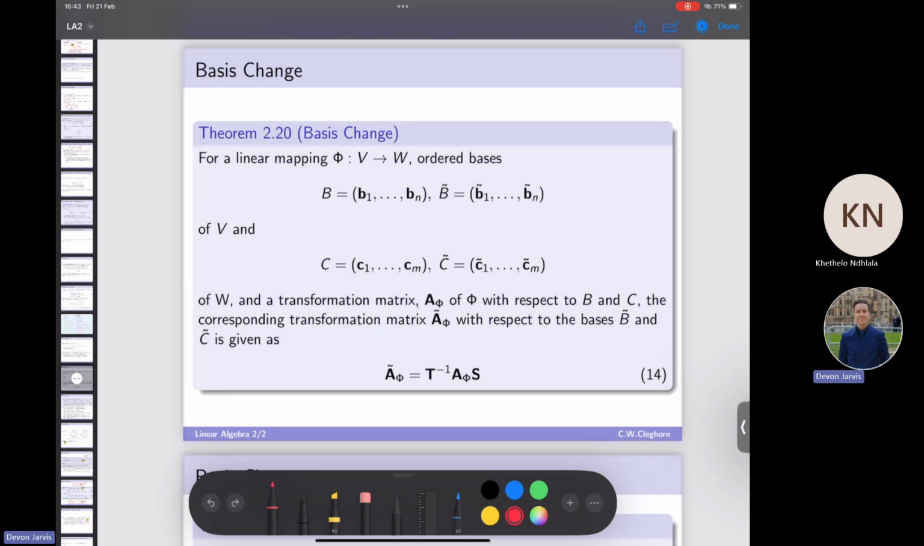And the way we do that is by figuring out how to go from B tilde to B, then we apply A, and then we go from C to C tilde. And what that's done is that's given us the string of transformations. And again, we know we can string these matrix multiplications along. That gives us the same thing as going from B tilde to C tilde. That is the equivalent transformation in those change of bases. Okay.